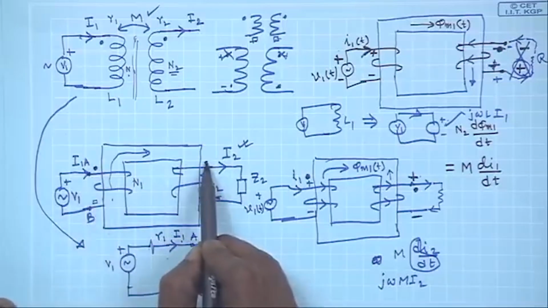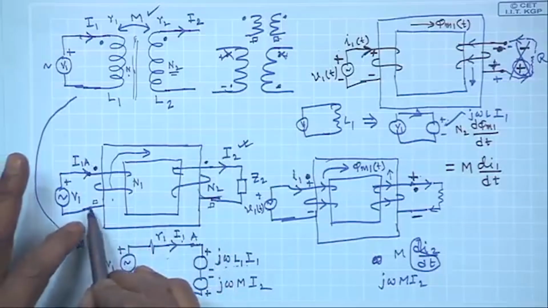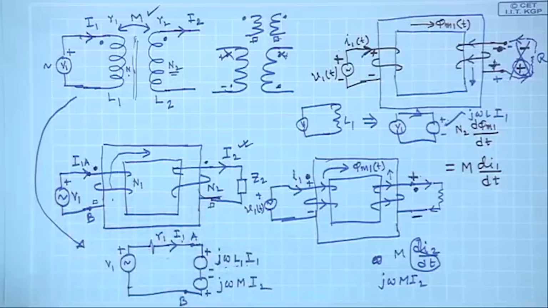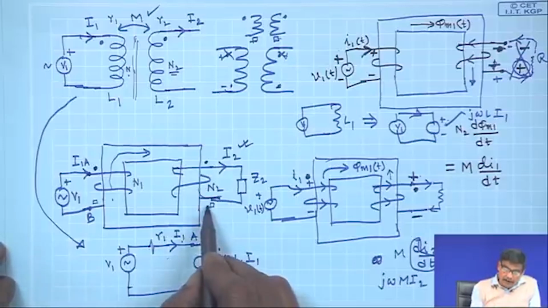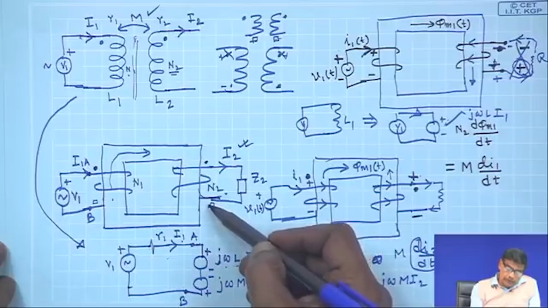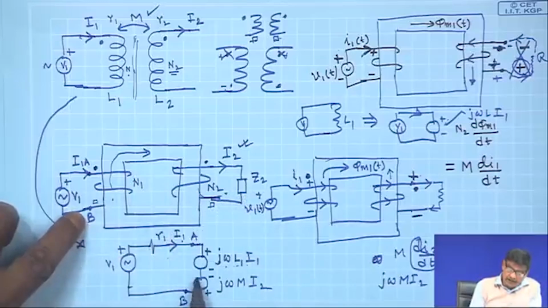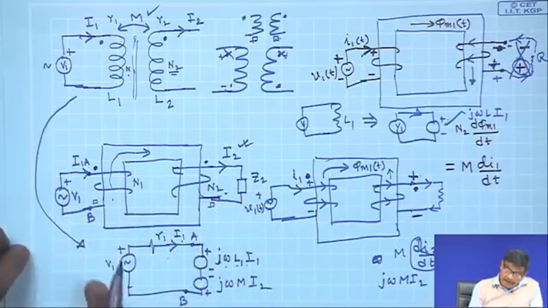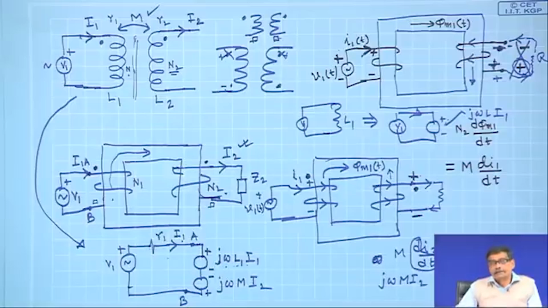Since these two have been dots already declared, the other two terminals will also have the same polarities, that you must understand. Spend some time and think about it. So, I have marked it as square square. So, current I 2 is entering here. So, the polarity of the induced voltage because of I 2 in this coil has to be lower side plus, and you will be getting this equivalent circuit.